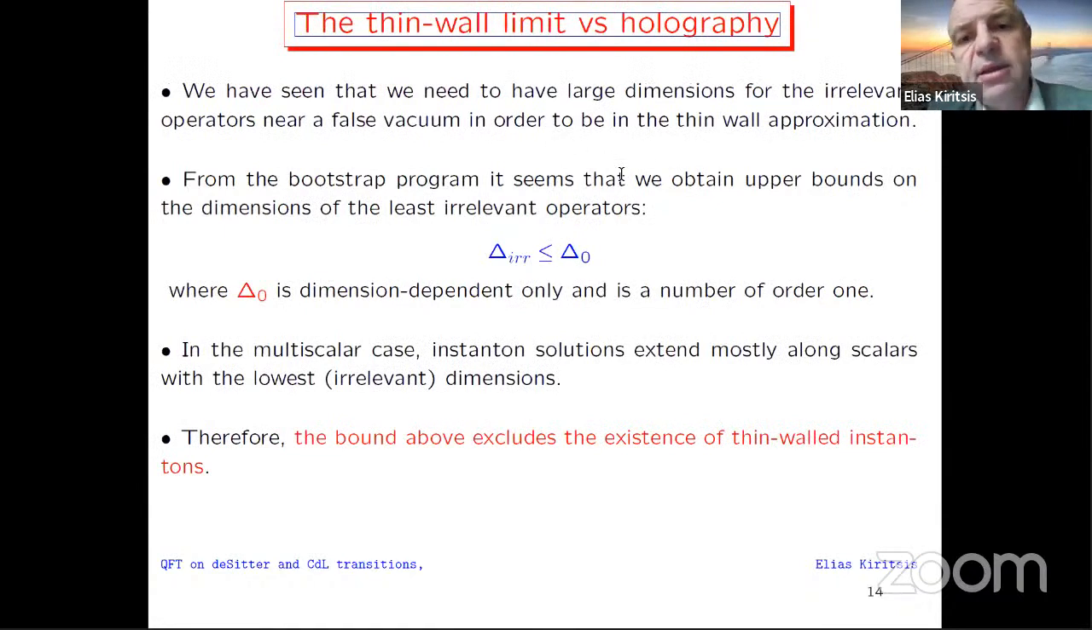Now, the question is, can you get this limit in general gravitational theories that are dual to quantum field theories? We know already from studies of four-dimensional theories via the bootstrap that there is always an upper bound on the dimension of the least irrelevant operator. This upper bound depends on symmetry properties, etc., but it always has the structure that this upper bound is a number that is of order 1. And therefore, that means that there are no theories where the least irrelevant operator has very, very high dimension. And if you look now at multiscalar cases, the instanton solutions typically will extend mostly along the scalars which have the lowest irrelevant dimensions. And therefore, this argument is telling you that for generic gravitational theories that are dual to quantum field theories, you do not expect to have thin wall instantons.